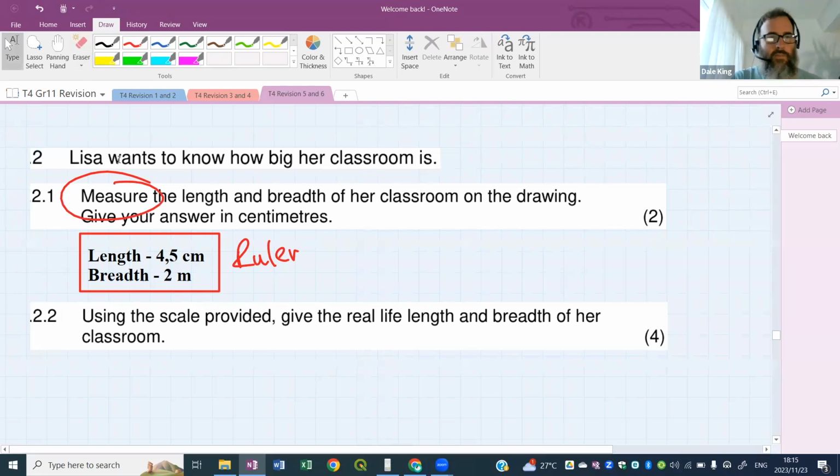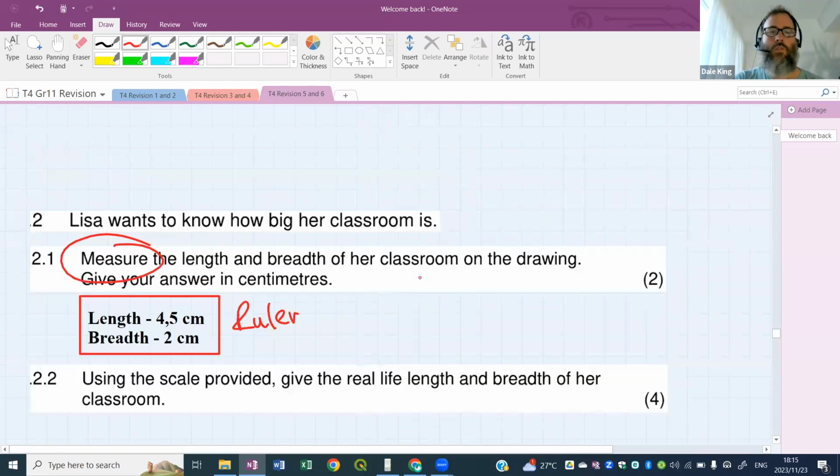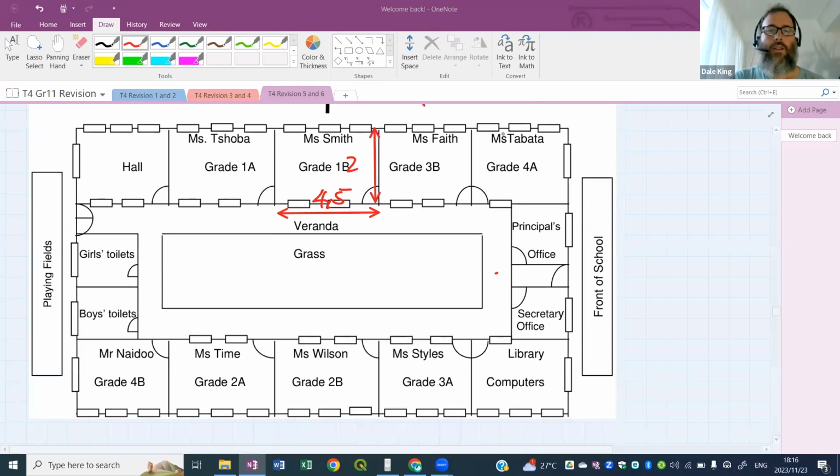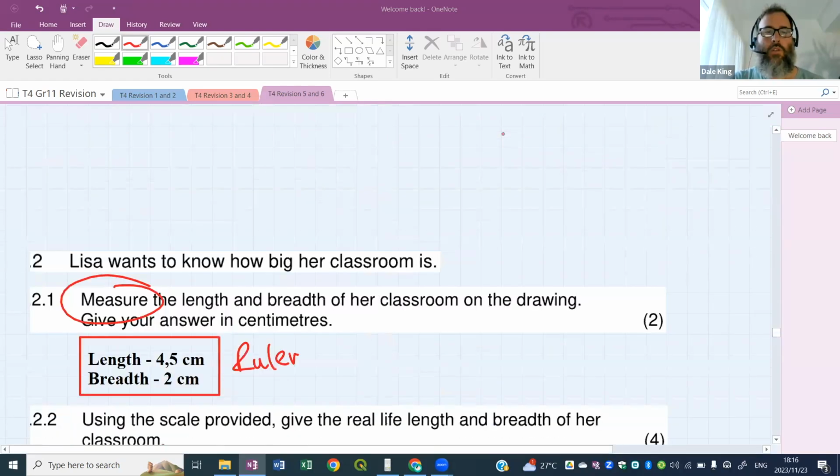I did not measure in meters, I promise you. I measured in centimeters. There we go. So I measured 4.5 centimeters for the length and 2 centimeters for the breadth. If I go up to the drawing here, I can show you that the length of this classroom is 4.5, and the breadth of the classroom, or width of the classroom, same thing, is 2 centimeters. That's what I measured for you guys. All right. What do we need to do? So we've answered that question already. I've done it for you.